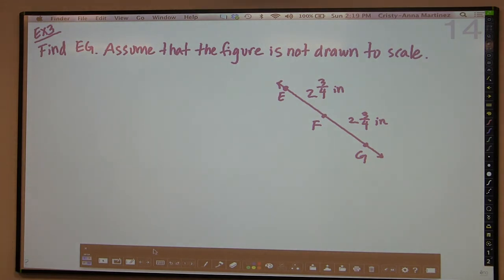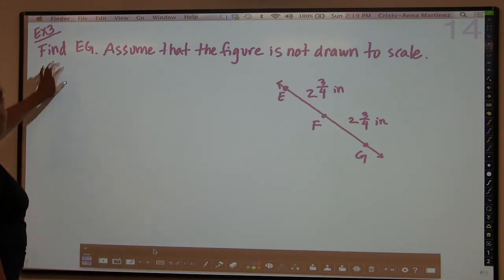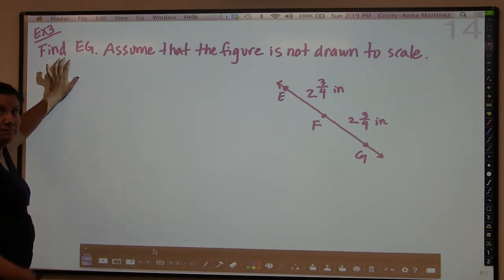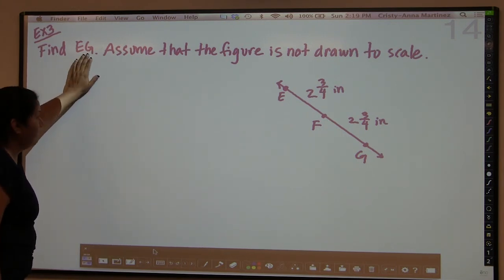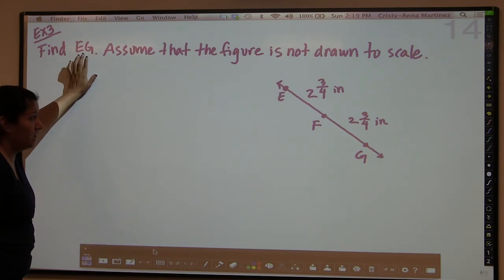This first example is going to show you how to use that property, the betweenness, using addition. Then we'll do subtraction, and then we'll do some algebra. So they want us to find, notice how they got rid of all the language, the measure of. It just says find EG. So because it doesn't have a bar on it, we know that they want us to find the length of EG.